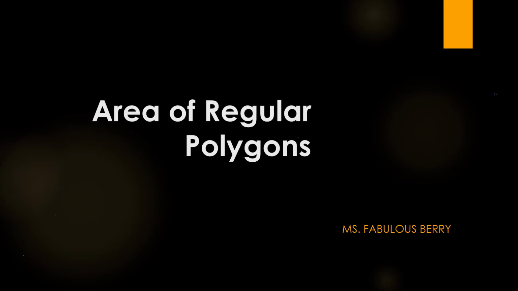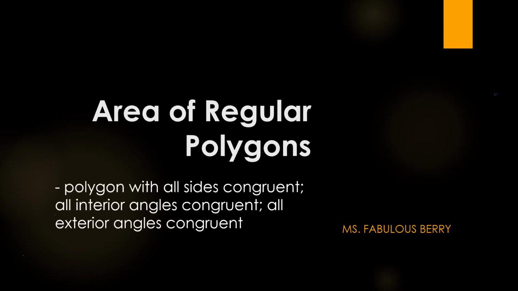So, let's go. Okay, so this is the area of regular polygons, and I just want to refresh your memory on what the definition of a regular polygon is before we get into it. It's a polygon with all sides congruent, all interior angles congruent, and all exterior angles congruent. So for a regular polygon, I'm just going to draw a quick triangle. Remember, it would look like this: all sides equal, all angles equal. All right, so let's go ahead to the next slide.